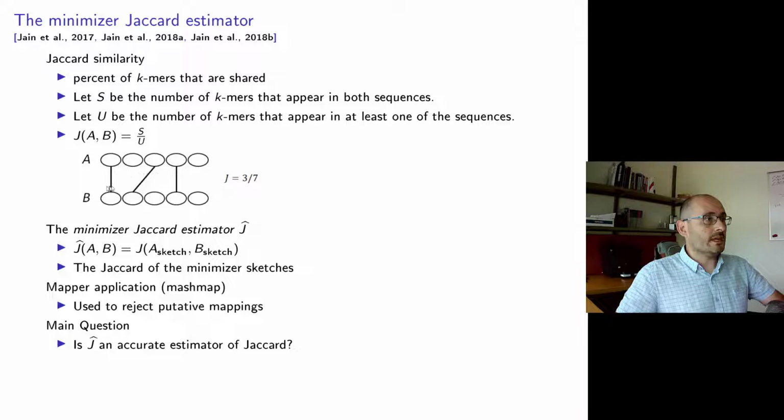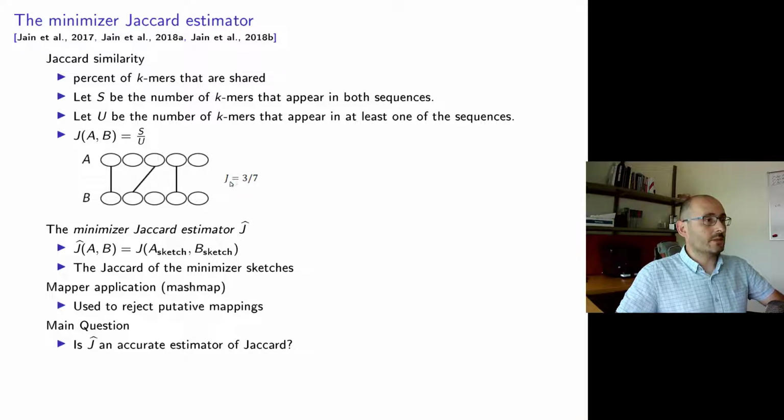So if we let S be the number of shared k-mers, in this case 3, and we let U be the size of the union of all the k-mers, the number of k-mers that appear in at least one of the sequences, here that's 7, because you have 10 total, but 3 of them are duplicates. So the Jaccard is then 3 divided by 7, the shared over the union.